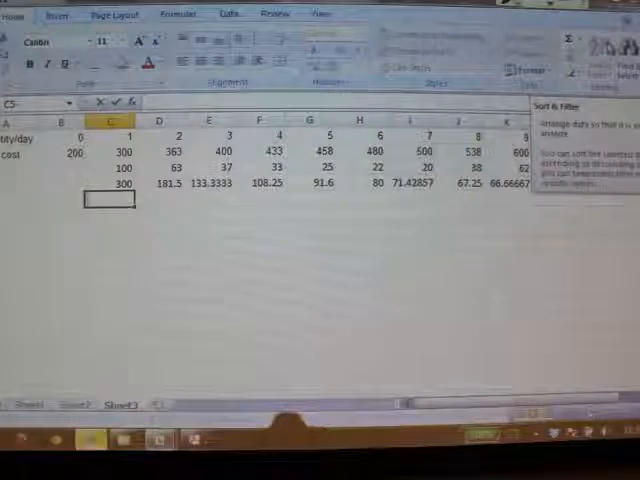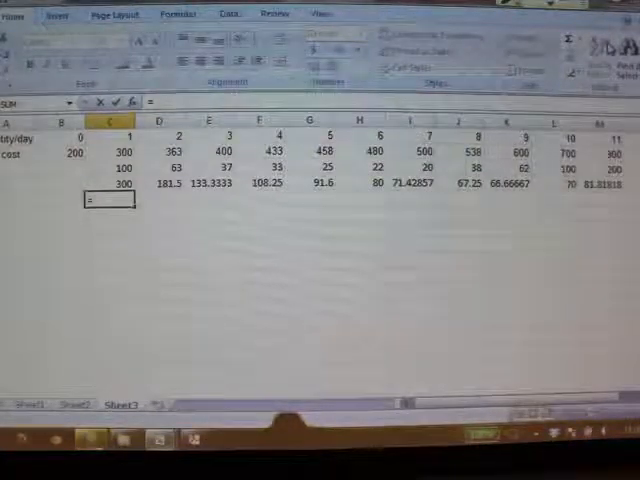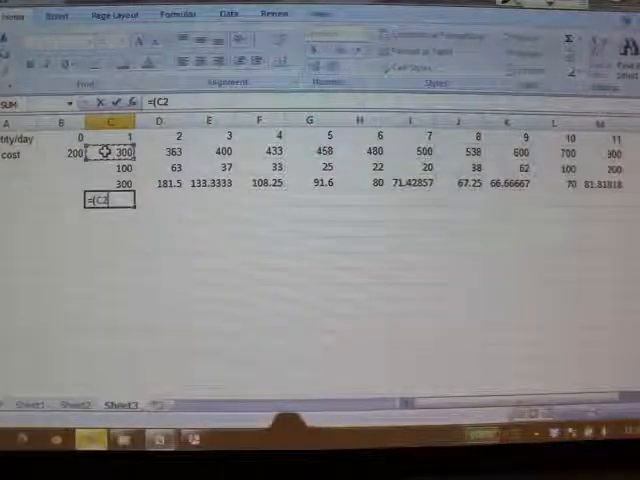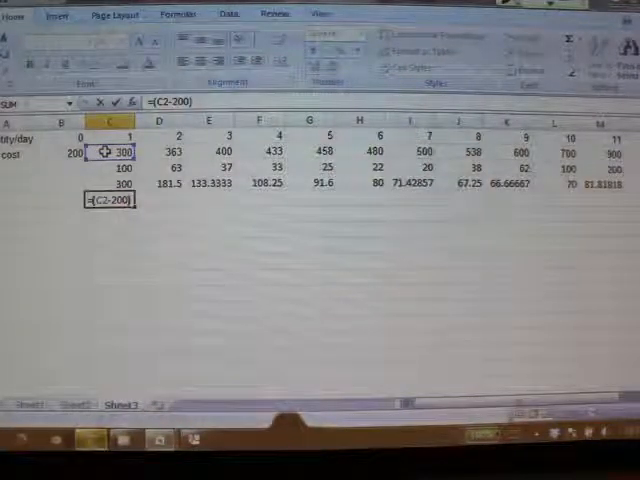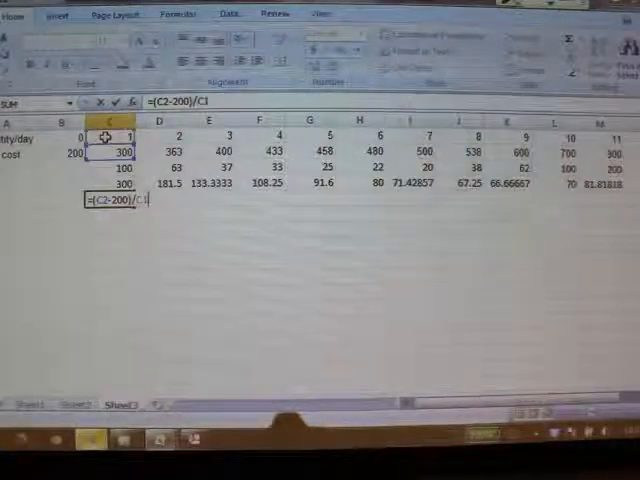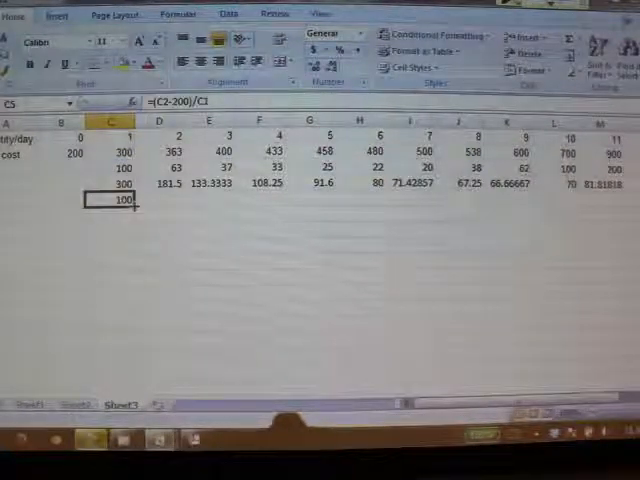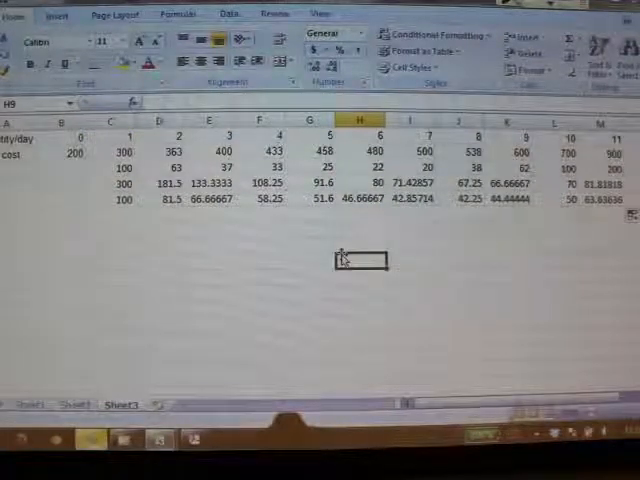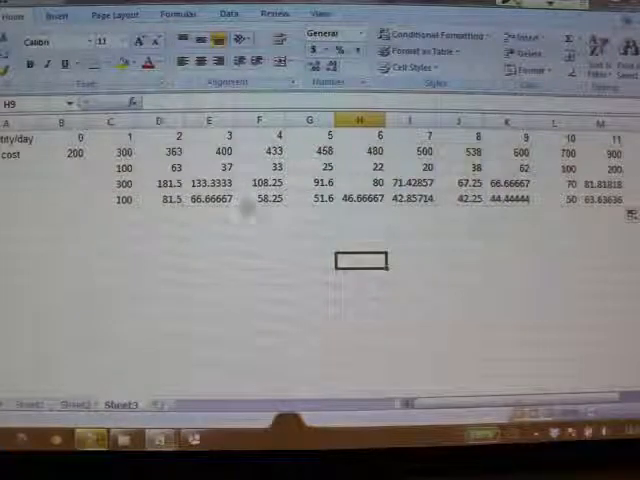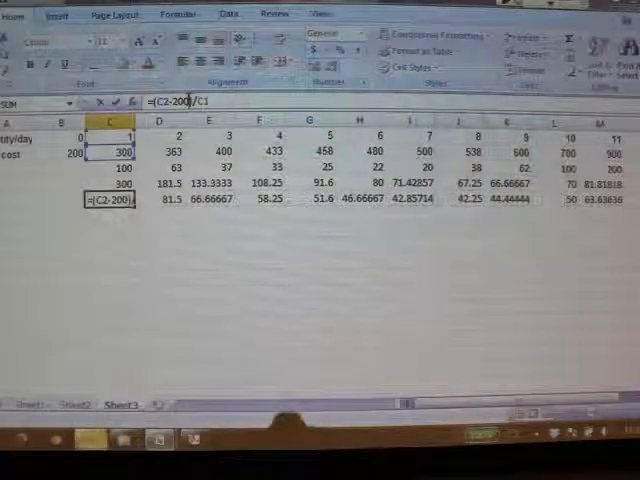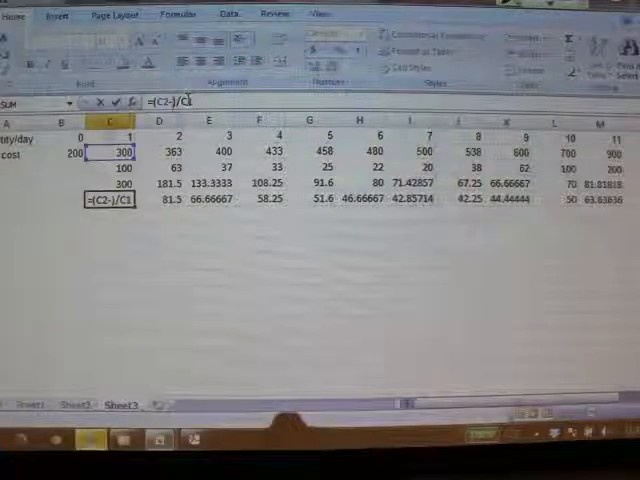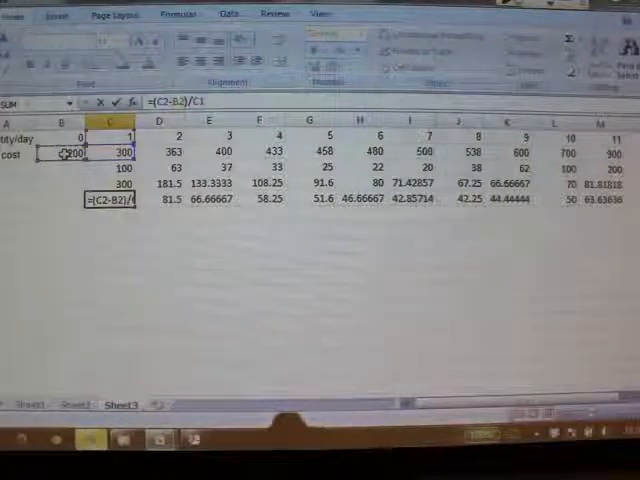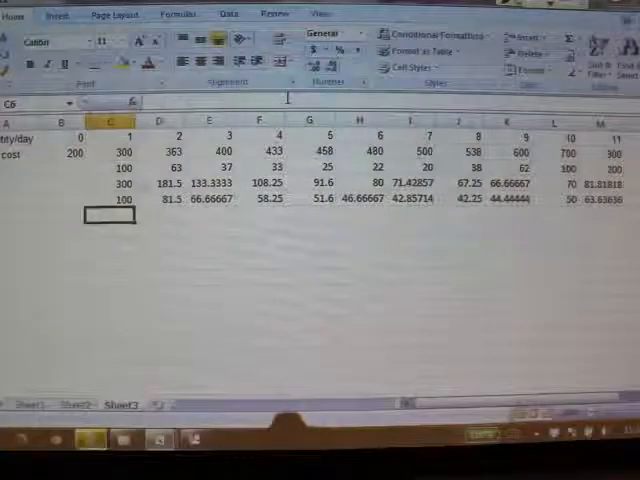In other words, we could do it like this: equals, open parentheses, total costs in cell C2 minus 200, divided by the quantity, and we would see that we have the following. Now, there's another way to do this, and rather than writing 200 in here, we could click the total cost at a quantity of 0. But watch what happens if we do it this way and then drag it over.